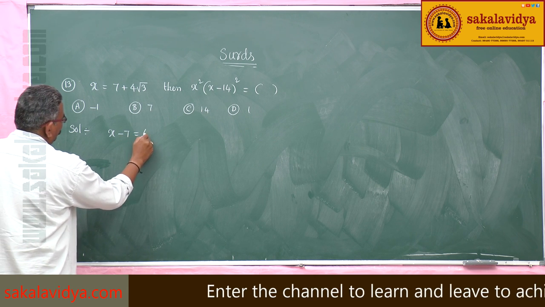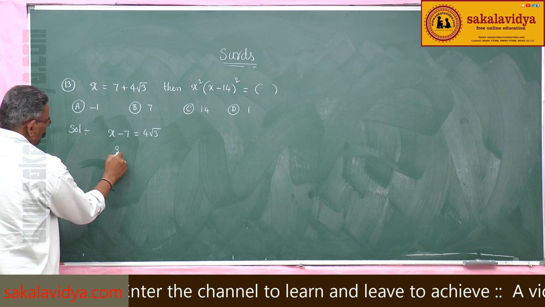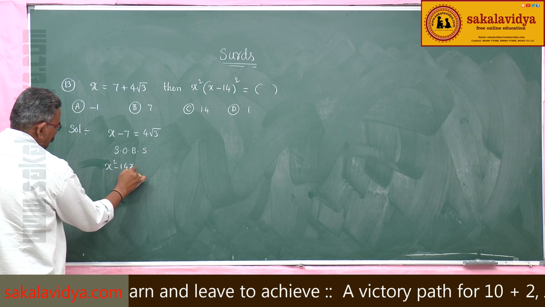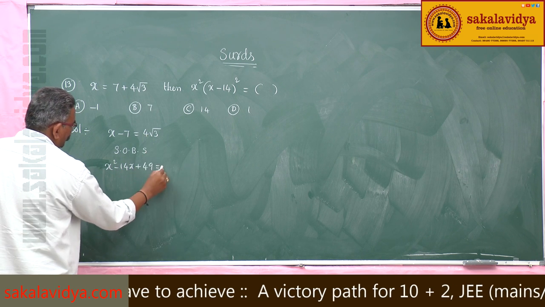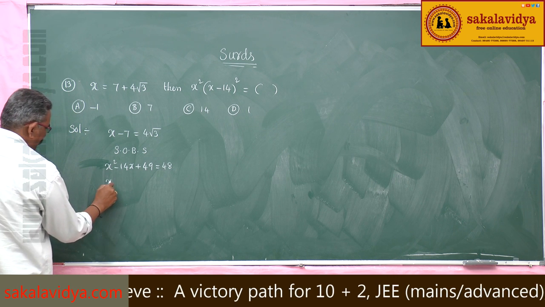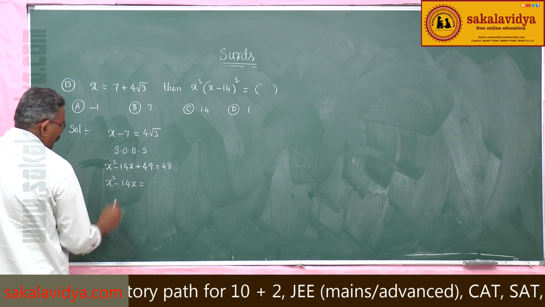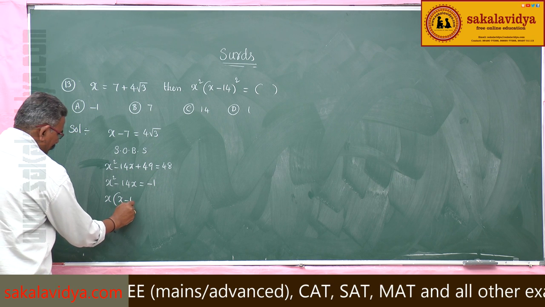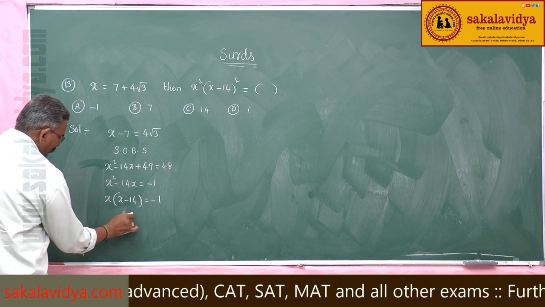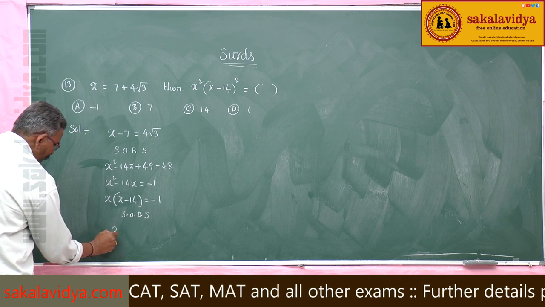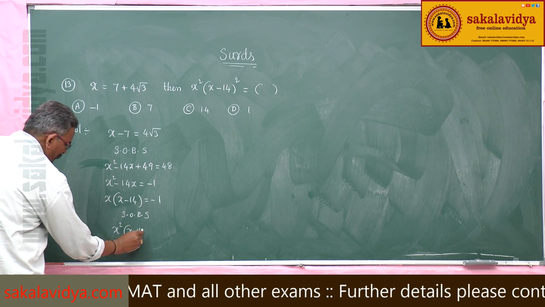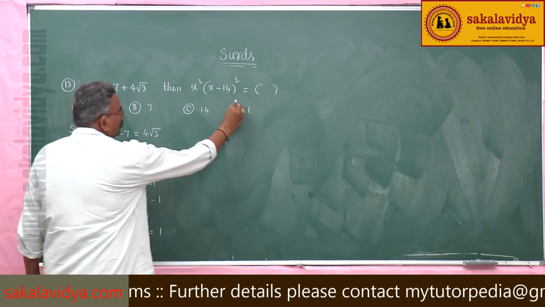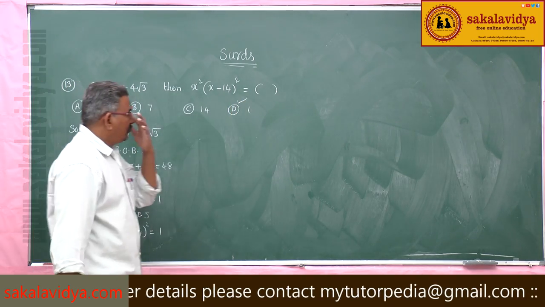X minus 7 is equal to 4 root 3, squaring on both sides. So, x square minus 14x plus 49, this is 48. So, x square minus 14x is equal to 48 minus 49, which is minus 1. Take x common, x into x minus 14 is equal to minus 1, just squaring on both sides. X square into x minus 14 square equals to 1. It's a very easy, very simple method we can adopt. So, D option. Now, let us move to the next problem.